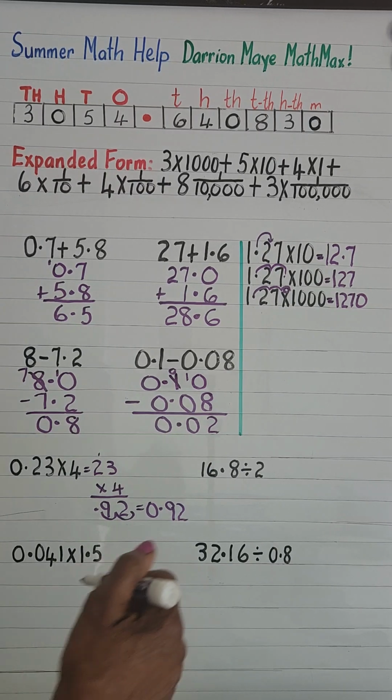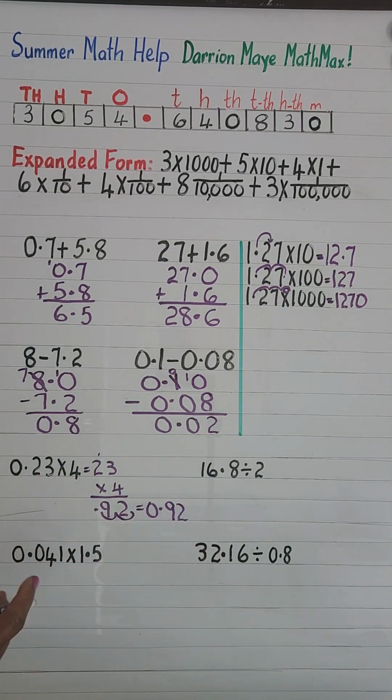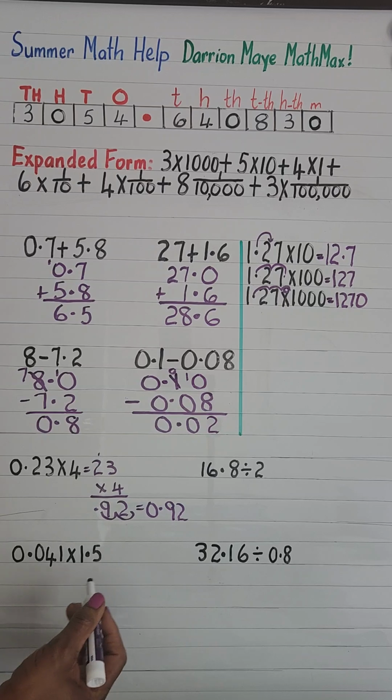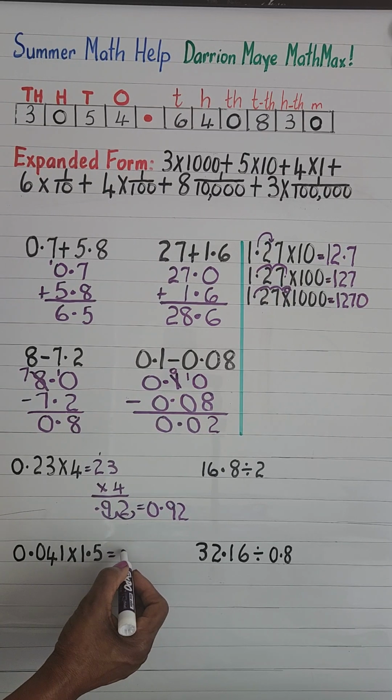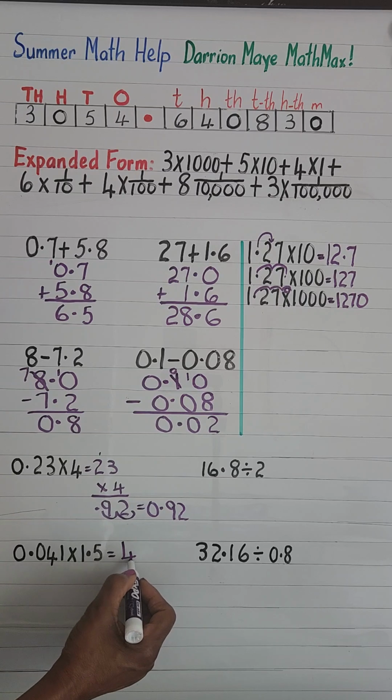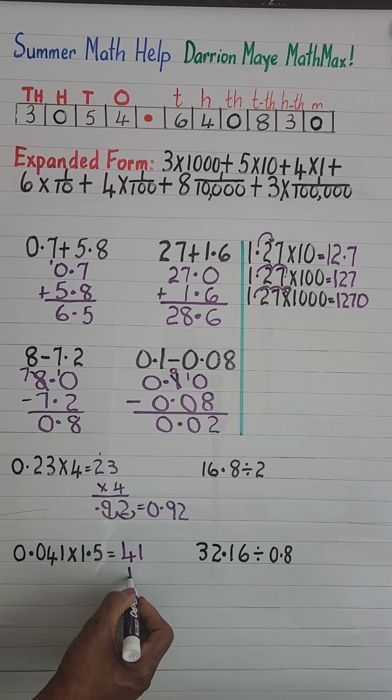Next, 0.041 times 1.5. Again, we're going to multiply. So this is equal to 41 multiplied by 15.